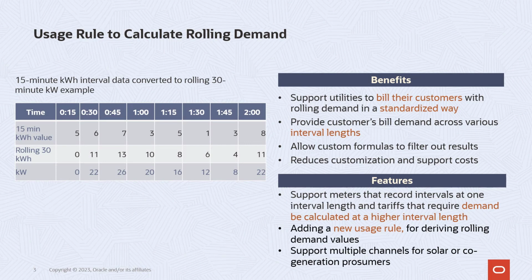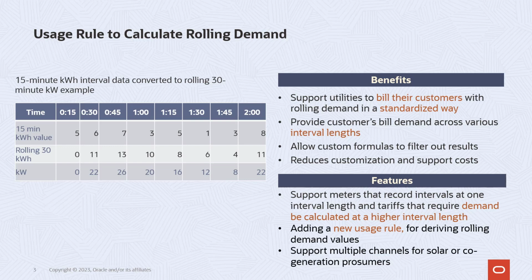Now, why do customers need this? Well, some utilities are facing challenges billing their customers' demand across various interval lengths. Basically, they want a new rolling demand usage rule which supports meters that record intervals at one interval length, for example 15-minute intervals, and tariffs that require demand be calculated at a higher interval length, for example 30-minute intervals. This also supports multiple channels for solar or cogeneration prosumers, which allow users to customize their formulas to filter out the results. So the benefit of this functionality is that it allows users to provide consumers bill demand across various interval lengths.